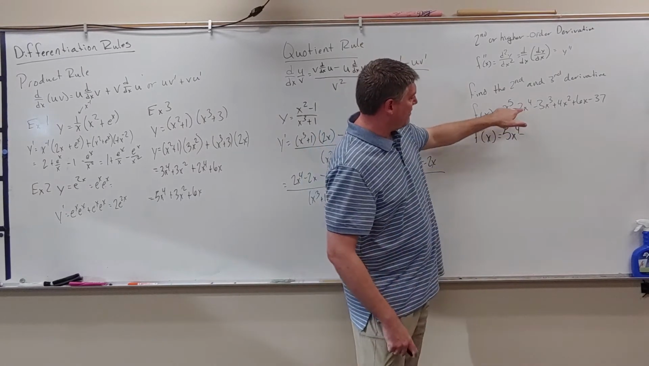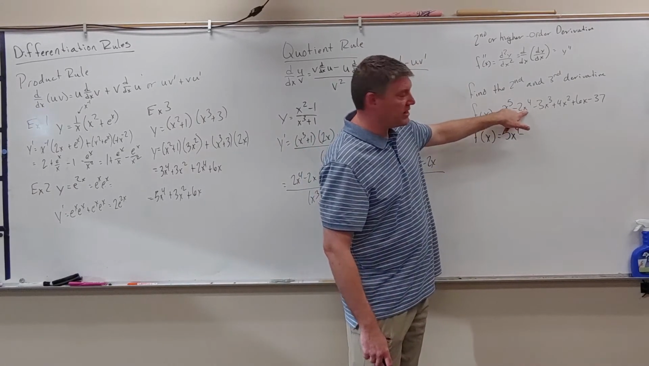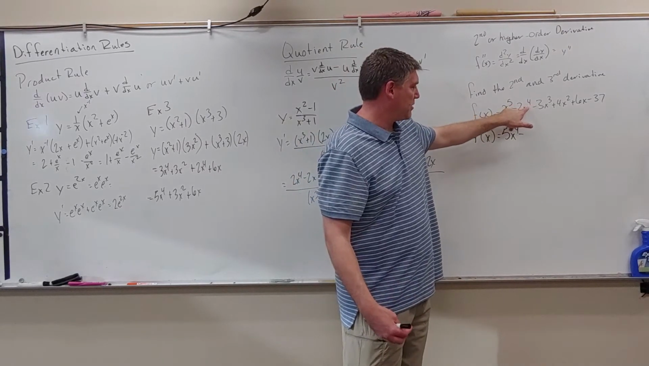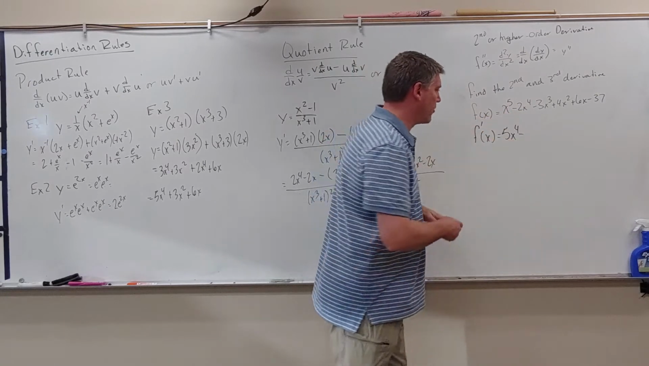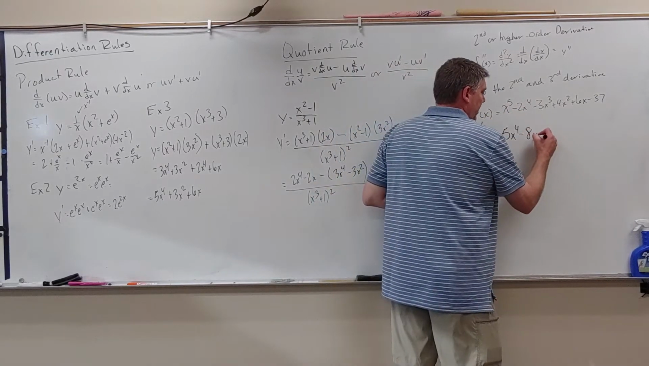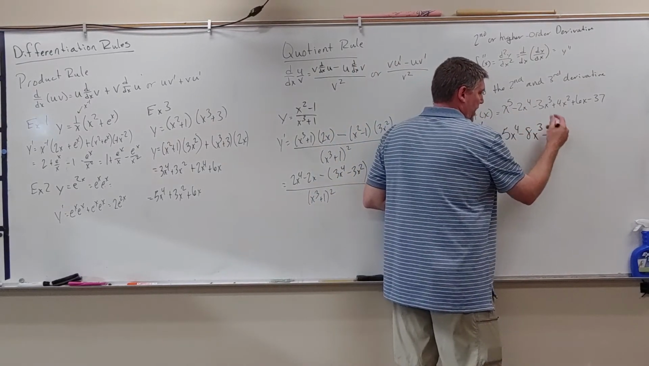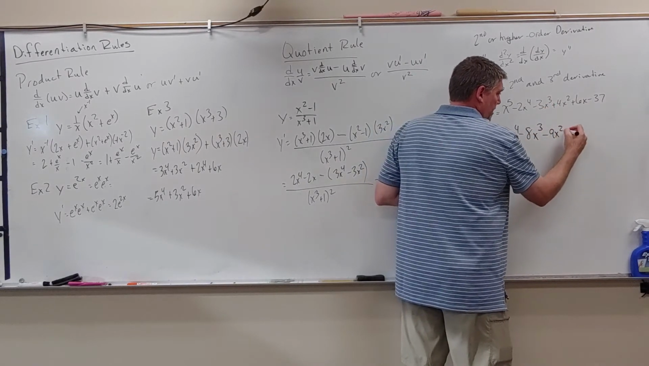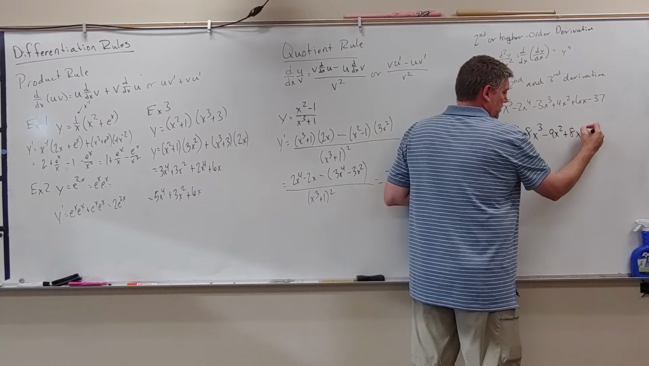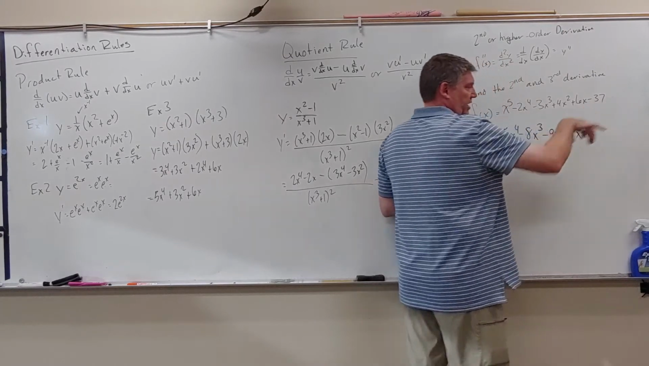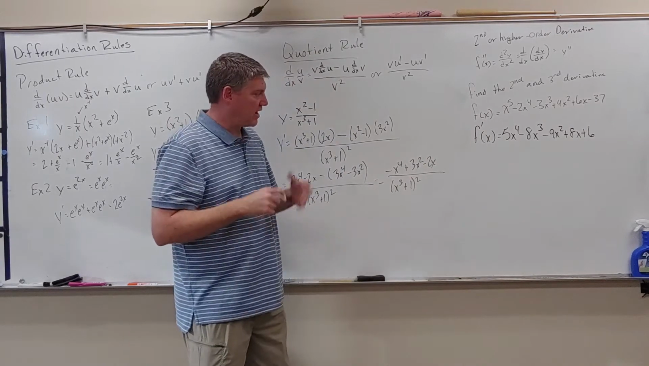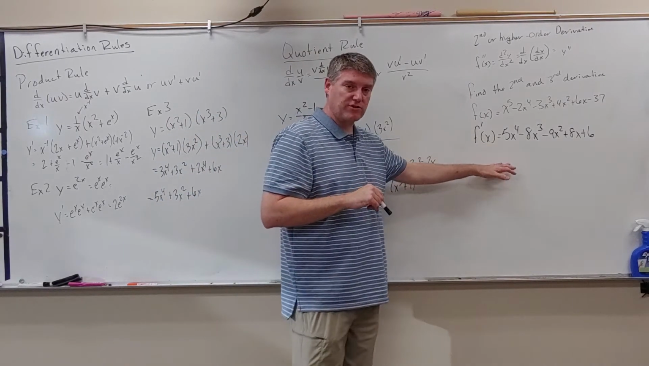Okay, now I have a constant multiplier, but I'm going to really take the derivative of x to the 4th, which tells me I'm going to bring my 4 down. So negative 2 times 4 is negative 8x cubed, minus, I'm going to bring my power down and multiply it, 9x squared, plus 8x, plus 6. I don't care about the 37, it goes away, right? Derivative of a constant is 0. So there's my first derivative.